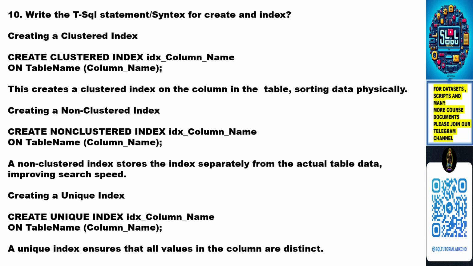Okay, this is clear. Now how to create a non-cluster index? Number 2: create non-clustered index, then index name on table name, and then the column on which you are going to apply the non-cluster index. And what the non-cluster index does is it stores the index separately from the actual table data, improving search speed. Now the last one, creating a unique index. The syntax for this will be: create unique index, index name on table name, and the column on which we are going to implement this unique index.